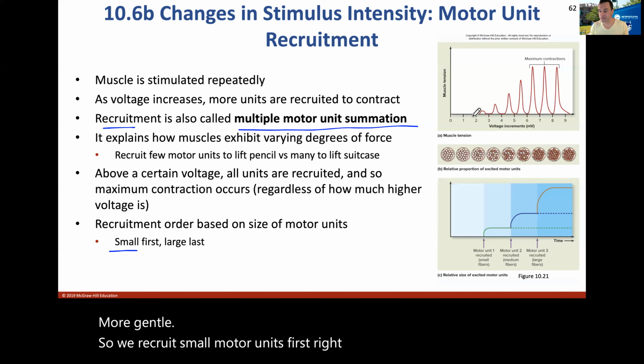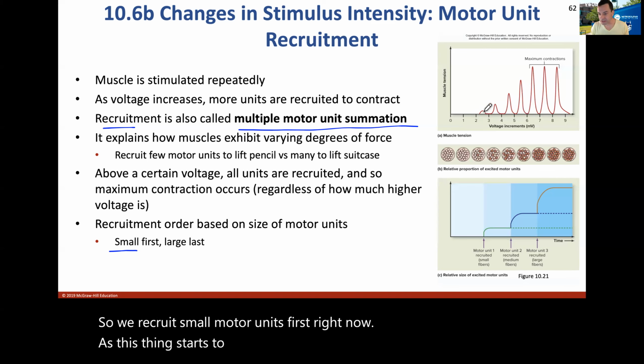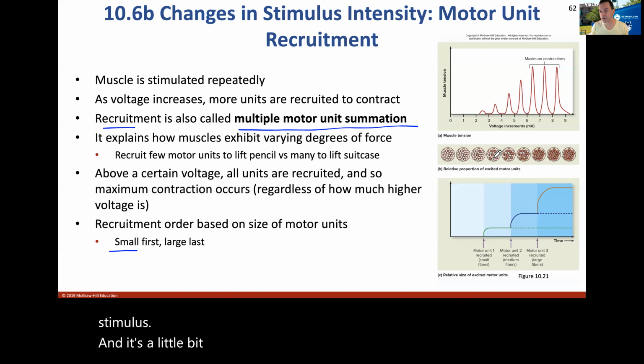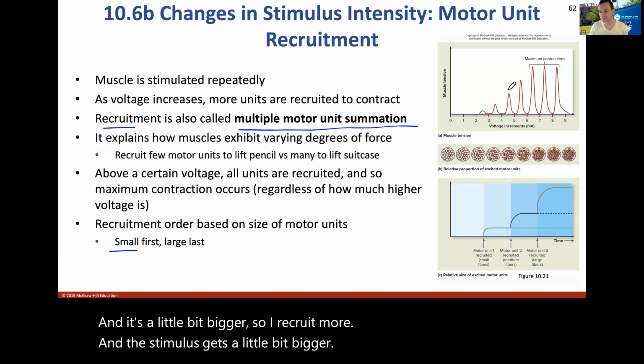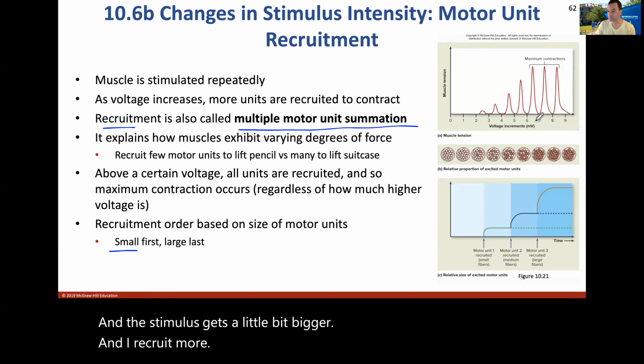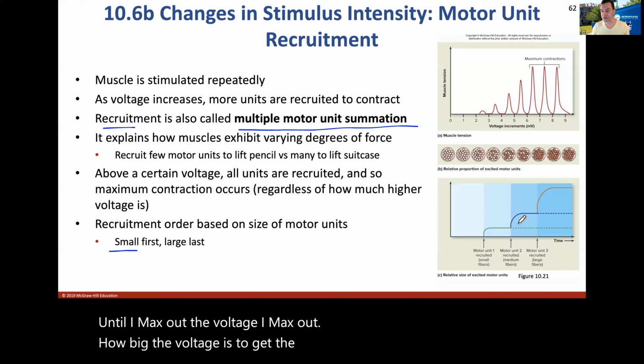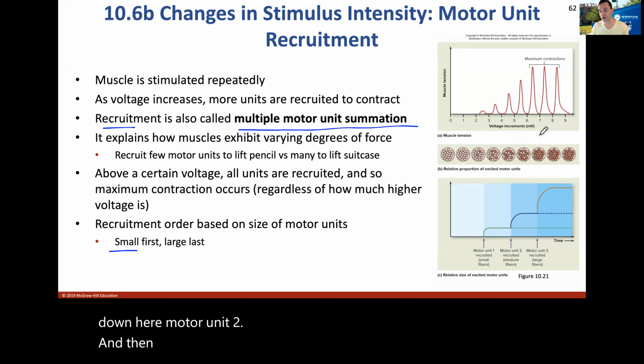Now, as this starts to relax, there's another stimulus. And it's a little bit bigger, so I recruit more. And the stimulus gets a little bit bigger, and I recruit more until I max out the voltage, I max out how big the voltage is to get the muscle to move. Okay. And you can kind of see down here, motor unit 2, and then motor unit 3, very large. I'm getting more and more of these.